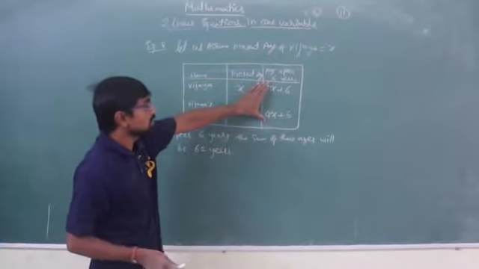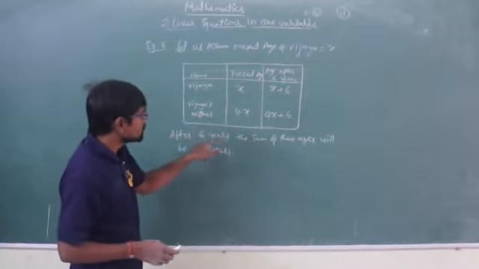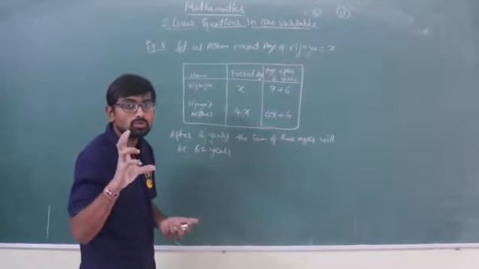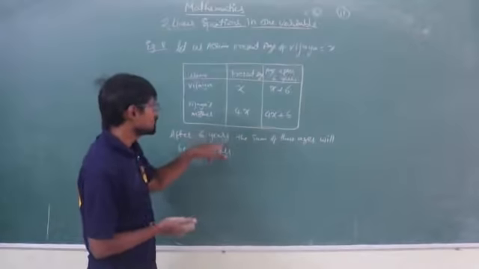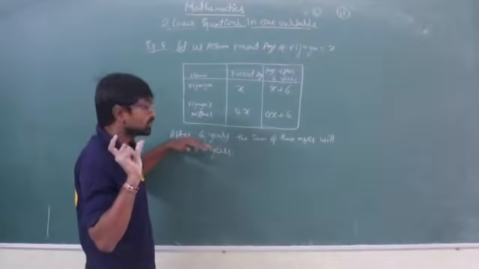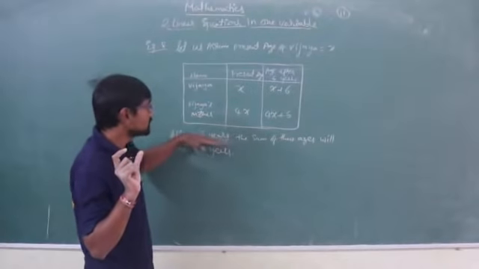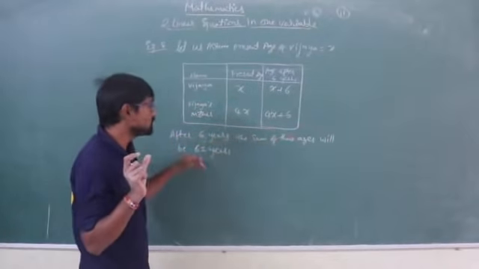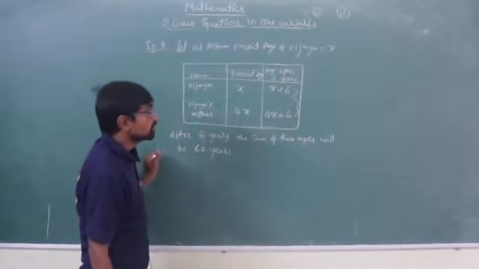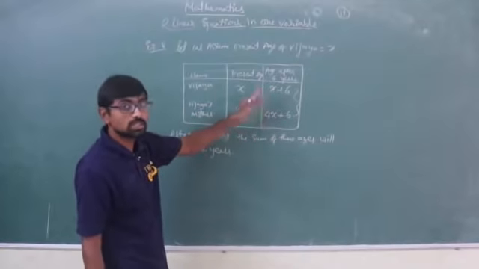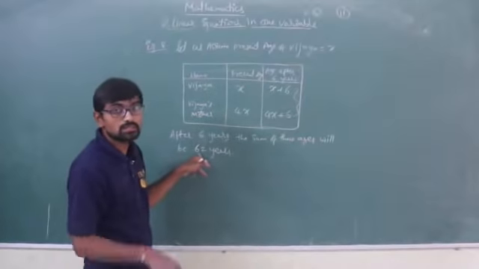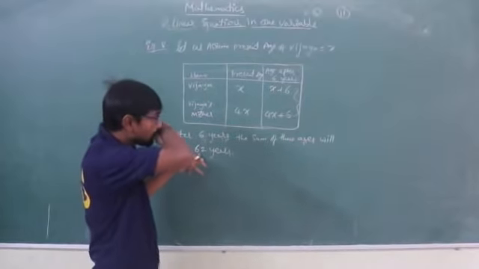So after 6 years, the sum of their ages, sum means what we have to do? We have to add. The age after 6 years is mentioned here, isn't it? He had mentioned the age after 6 years. So after 6 years, the sum of their ages will be 62. So the age of Vijaya and her mother after 6 years, that one we have to add, and we have got that as 62. So this one we have to solve, isn't it?